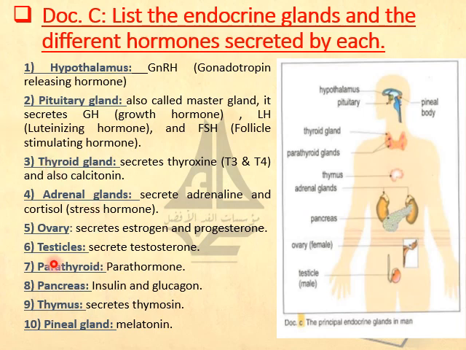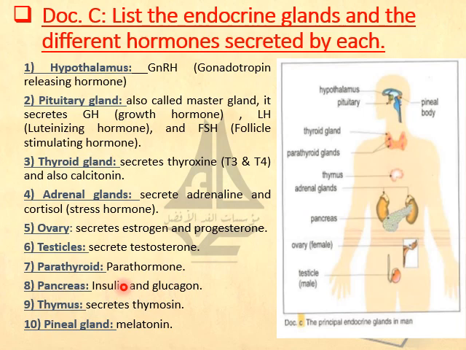And with respect to the parathyroid gland, it secretes parathormone, which is important for the release of calcium by the bones into the blood, as well as the absorption of calcium from the food by the intestine. What about the pancreas? The pancreas is responsible for secreting two very important hormones: insulin and glucagon.